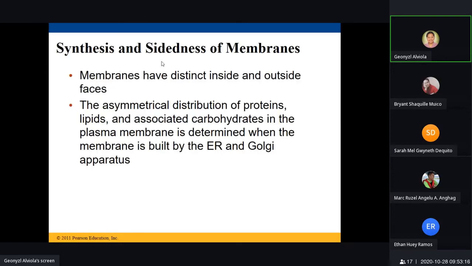Synthesis and sidedness of membranes. So, membranes have distinct inside and outside faces. And naa si kanya-kanya mga polarities and affinities. So, the asymmetrical distribution of proteins, lipids, and associated carbohydrates in the plasma membrane is determined when the membrane is built by ER and Golgi apparatus. Kaya asa din nagikan si protein.